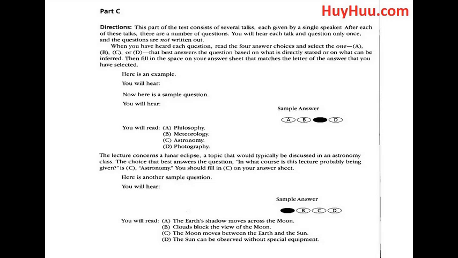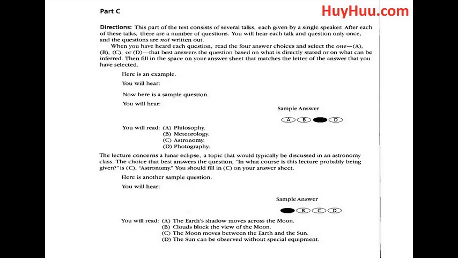Now, here is a sample question. You will hear, in what course is this lecture probably being given? You will read A, Philosophy, B, Meteorology, C, Astronomy, D, Photography. The lecture concerns a lunar eclipse, a topic that would typically be discussed in an astronomy class. The choice that best answers the question, in what course is this lecture probably being given, is C, Astronomy. You should fill in C on your answer sheet.